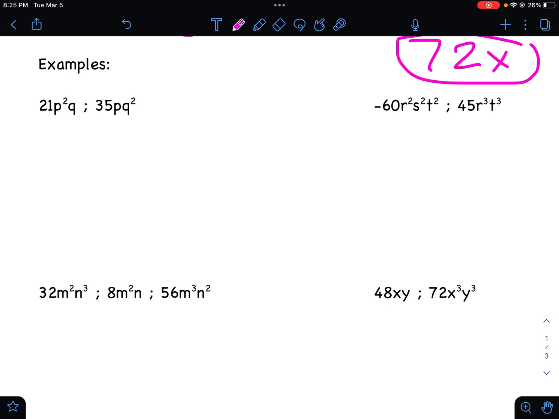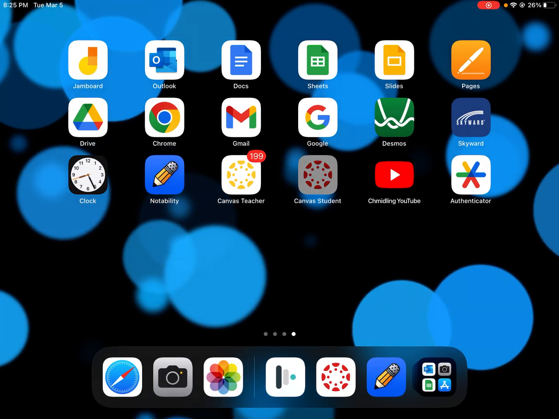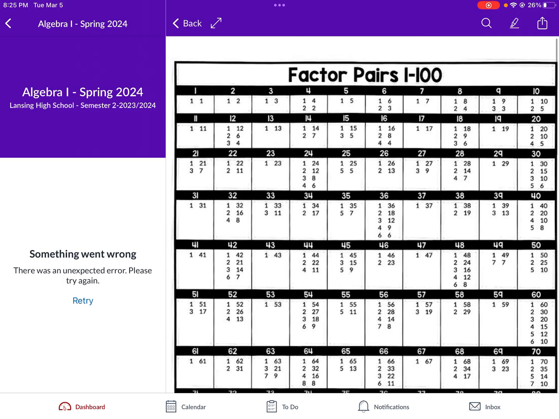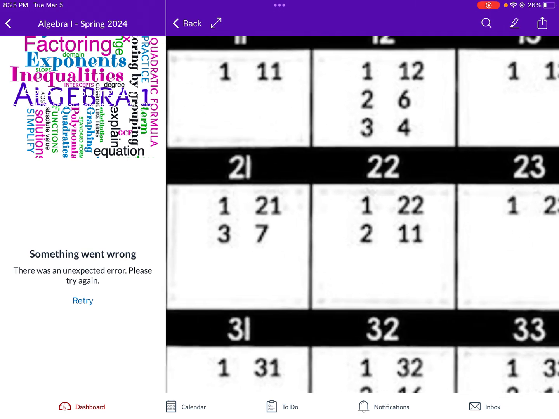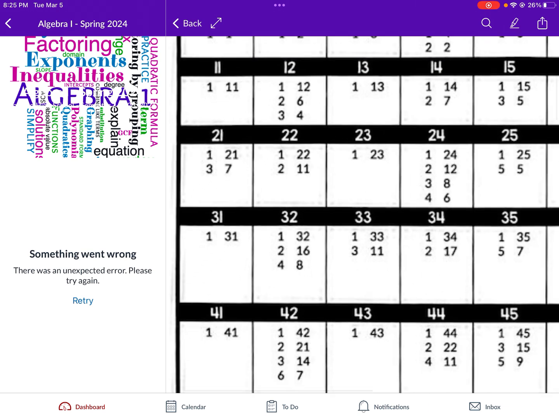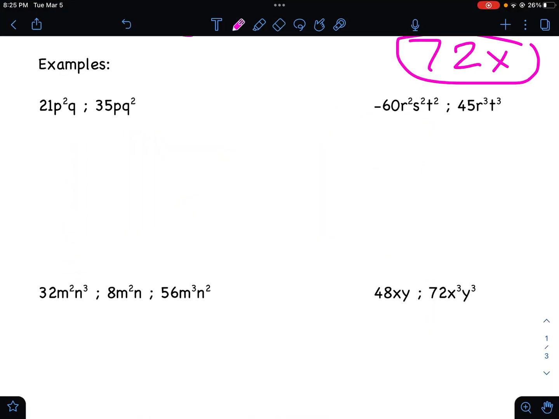So I'm going to look at 21 and 35. Now again, if I don't know those, I would come over here and I would look at 21 and I would look at 35, and I would see that they each have a 7. 7 is the biggest number that they have in common. So I'm going to go ahead and put a 7 down.